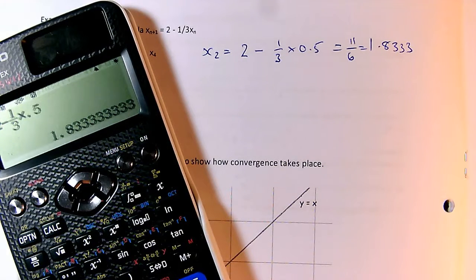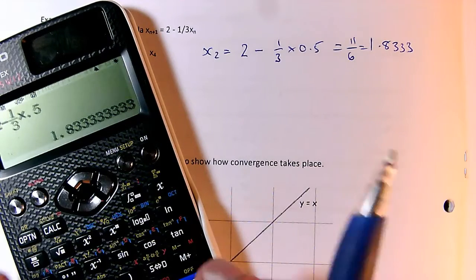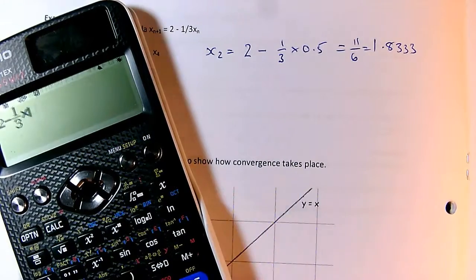This is a part of the course where the decimals are relevant. It's numerical methods. We're not going to get exact solutions from this. We're going to get decimal approximations, so I don't particularly want exact answers. I want decimals normally here. Now, to get the other answers, I just need to keep replacing that 0.5 by the previous answer.